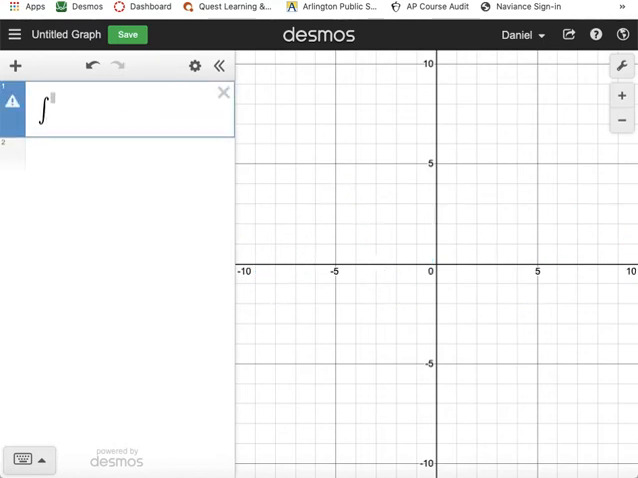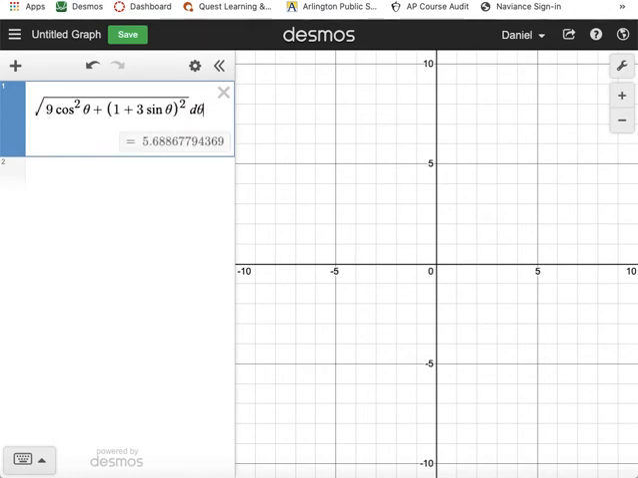The integral from 3.481 to 5.943 of the square root of 9 cosine squared theta plus 1 plus 3 sine theta squared, all in respect to theta, and that is 5.689.